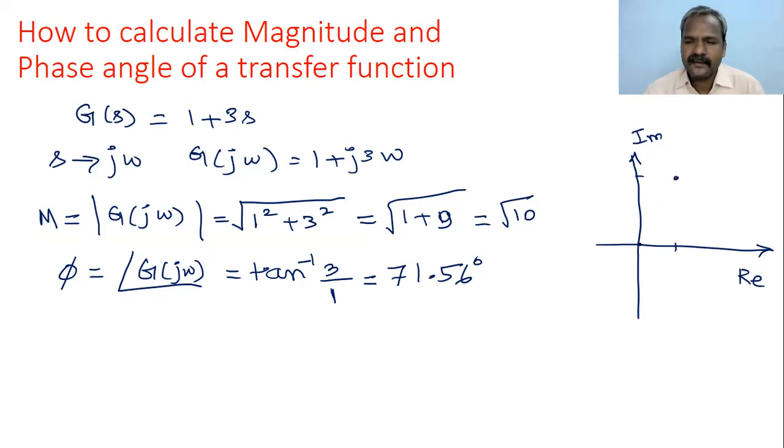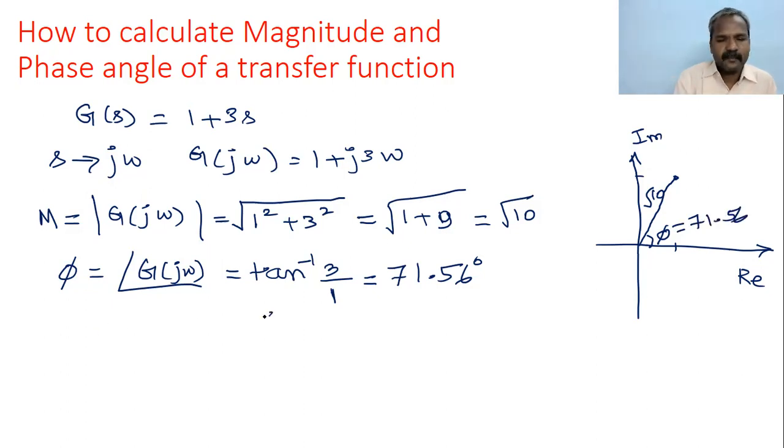So this will be your phase angle. Understand? This is the correct placement of the magnitude and phase. So this magnitude value is root 10. Understand? So magnitude is root 10, phase angle is 71.56 degree. Let's see another example.